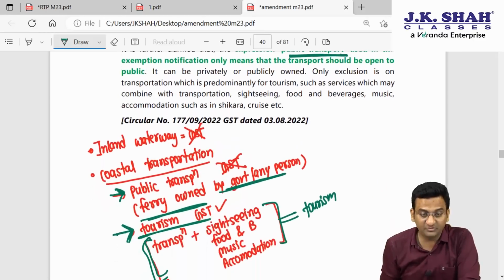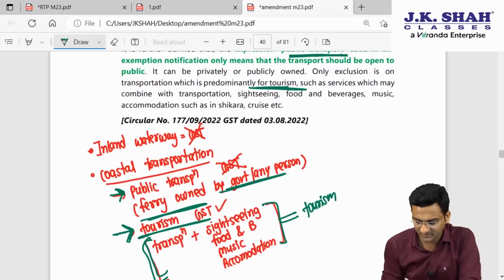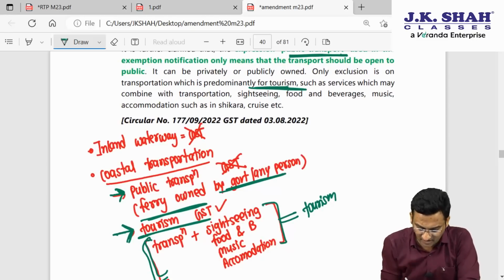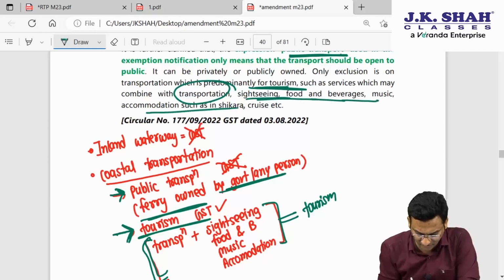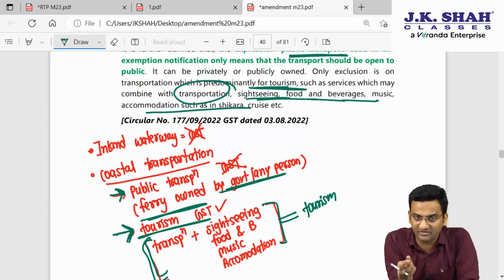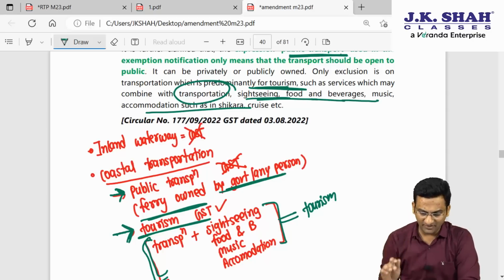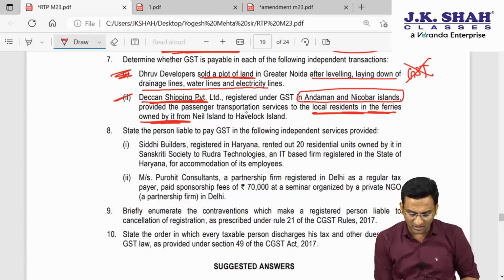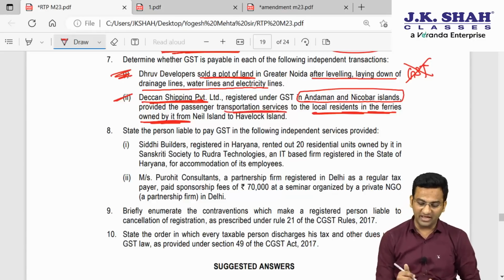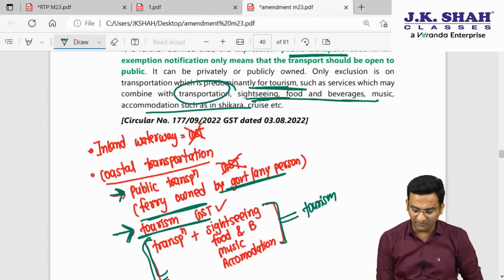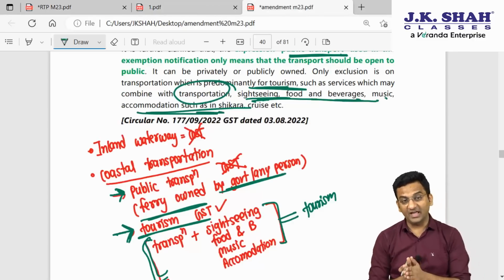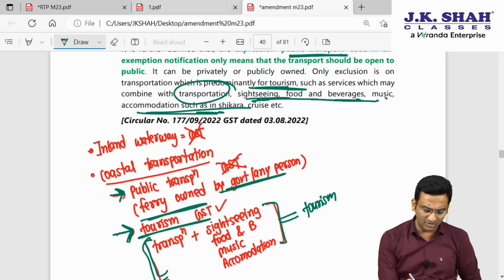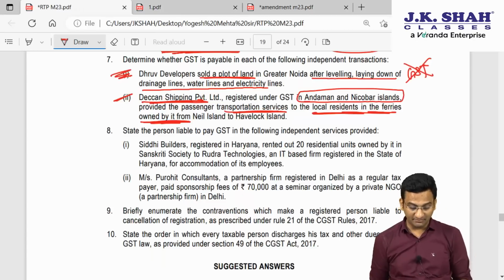It can be privately or publicly owned. The only exclusion is on transportation which is predominantly for tourism purposes, such as services which combine transportation with sightseeing, food and beverages, music, then only it will be treated as tourism. Otherwise it will be treated as open to the public, and whether it is provided by a private entity or a public entity, it will be treated as public transportation. Correct, friends? So in this question, GST will not be there because it is purely a transportation service. Nowhere is it mentioned that there are sightseeing, food and beverages, music, accommodation, etc. as provided in the shikara or the cruise. So friends, it will be exempted.